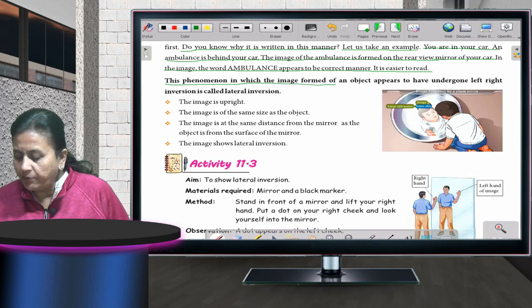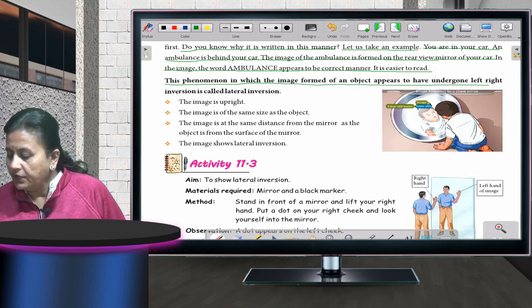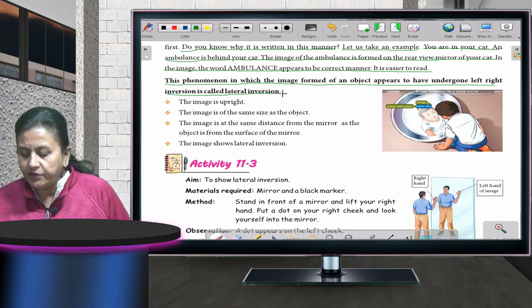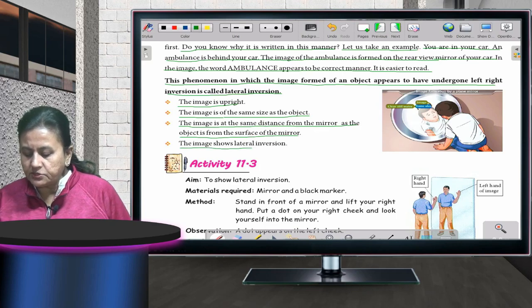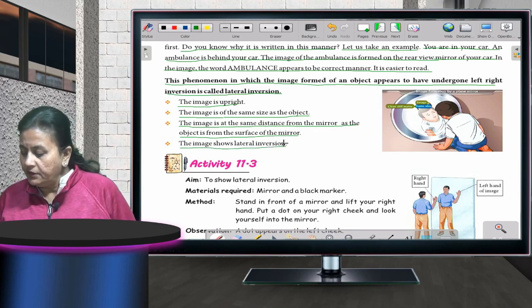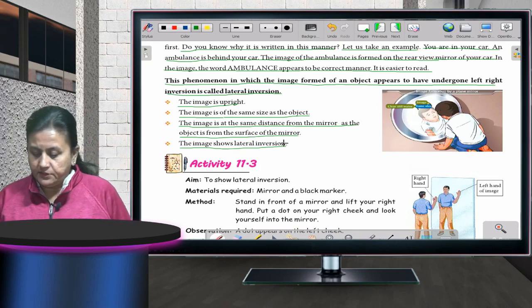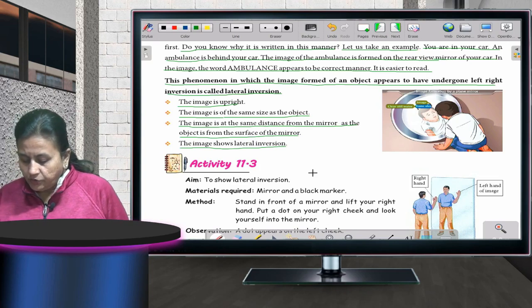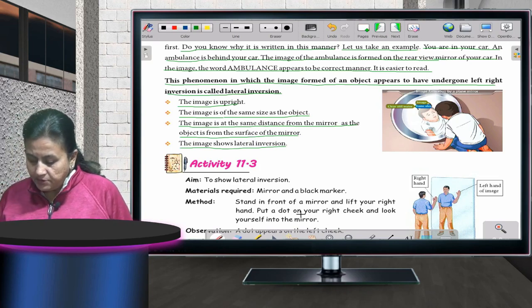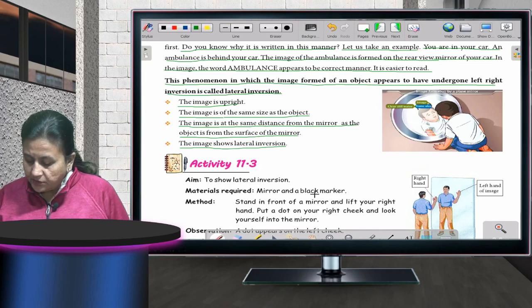This phenomenon in which the image formed of an object appears to have undergone left-right inversion is called lateral inversion. The image is upright. The image is of the same size as the object. The image is at the same distance from the mirror as the object is from the surface of the mirror. The image shows lateral inversion. Fine, children. Have you all understood what lateral inversion is? To show lateral inversion, this is simple. You can just go through this activity. There is nothing much to explain in this.